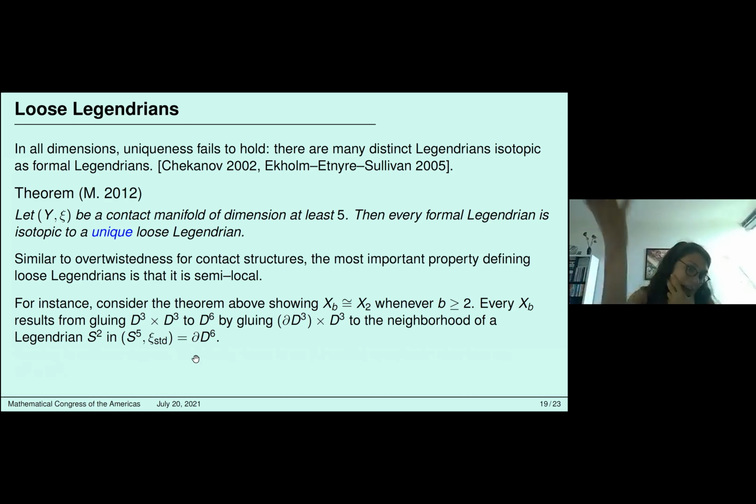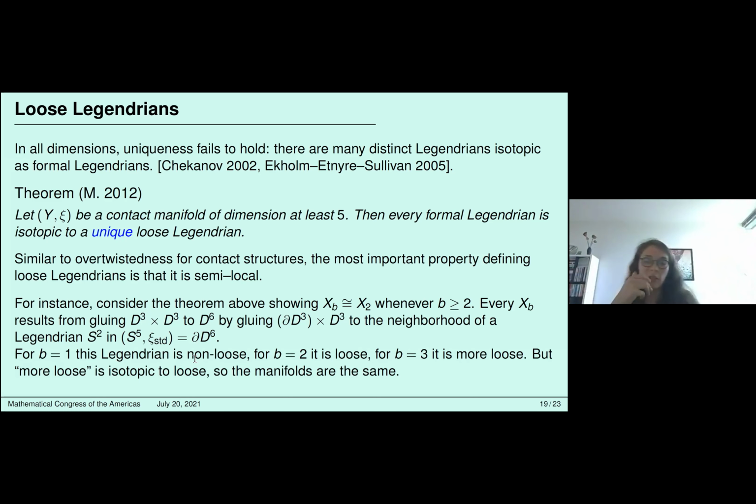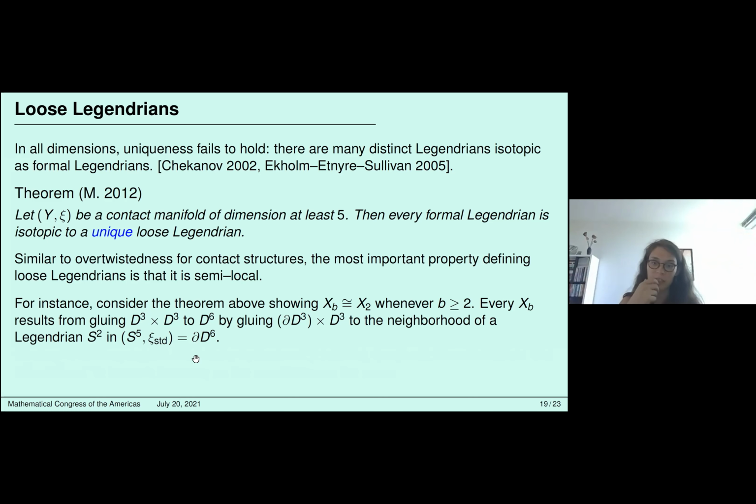Now, why is that useful? So let's go back to this XB theorem. I mentioned that all of the XBs for higher B are the same as each other, right? That's kind of a surprising theorem, considering X1 is different. The way to think about this, including B equals 1, is that you have a 6 ball and you have another 6 ball and you're gluing them together along some Legendrian S2 in the boundary 5 ball. That's true, doesn't matter what B is.